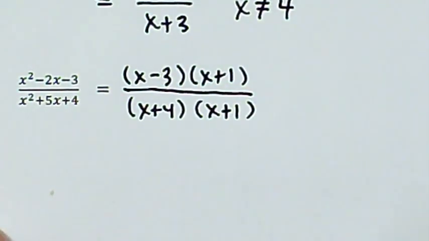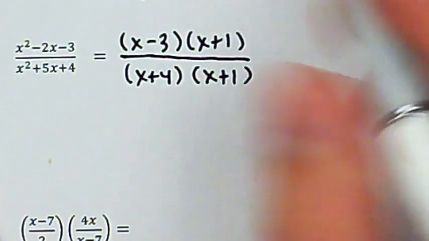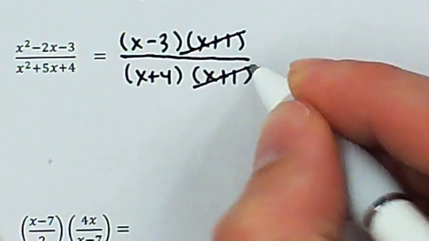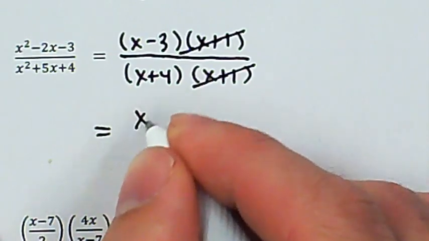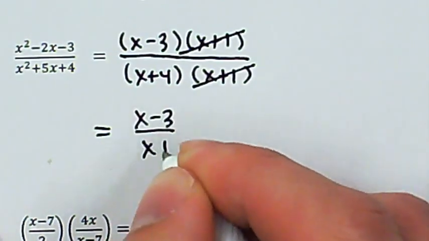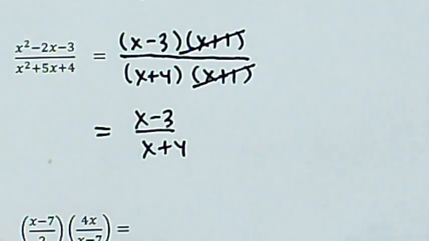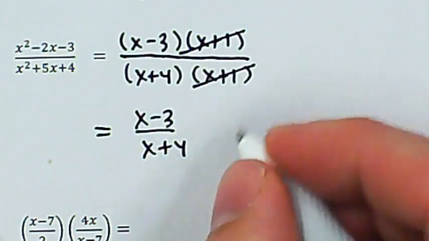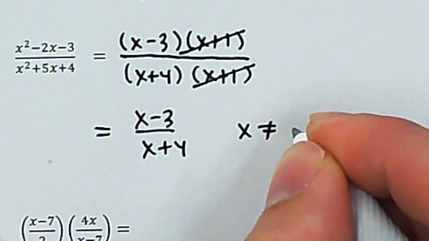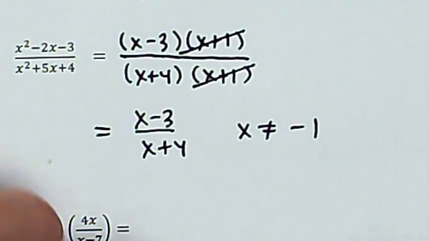And then at this point, I see that x plus 1 on top and bottom, and I'm going to cross them out, and I'm going to say, all right, this is equal to x minus 3 over x plus 4, just as long as the thing I crossed out is not equal to 0. So as long as x plus 1 isn't 0, as long as x is not equal to -1. But I think that's all I'm going to say about the canceling on top and bottom thing. Let's move forward.